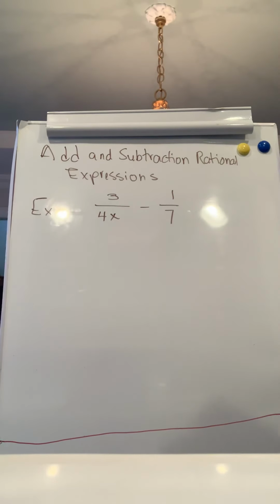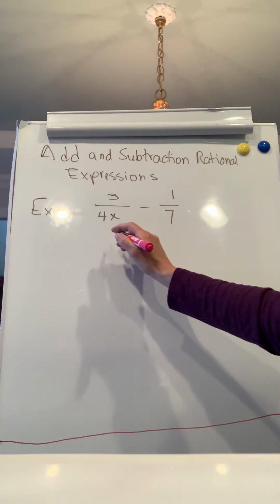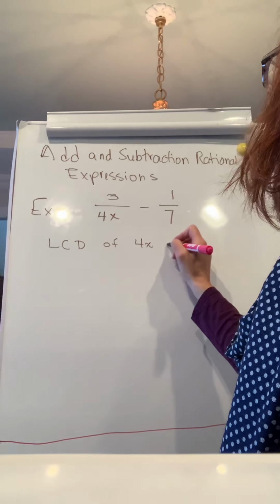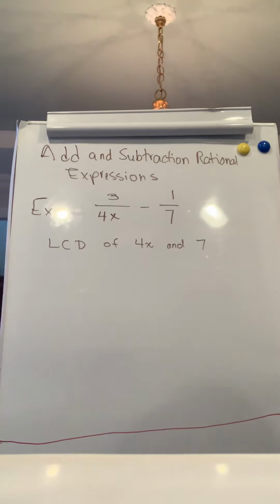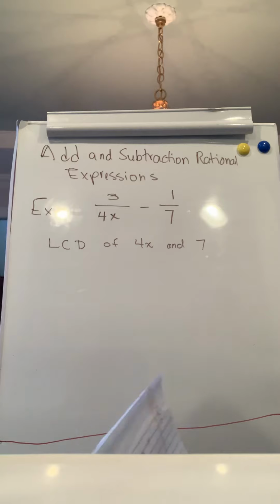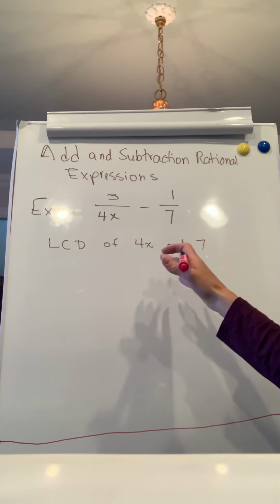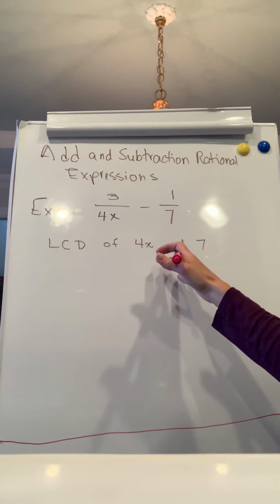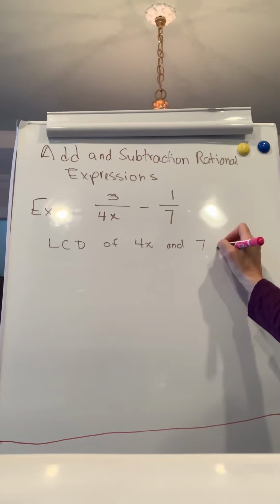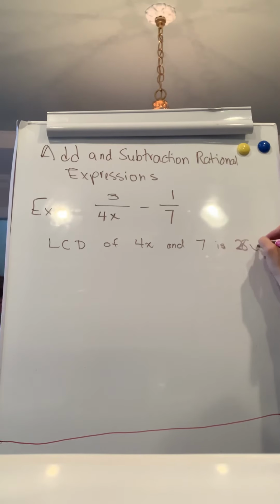I want to subtract 3 over 4x minus 1/7. So in order to do that, I need to put each fraction over a common denominator. If you look at my denominators here, they don't share any factors. Another way to say that is that they're relatively prime to one another. So what does that mean? When they don't share any common factors, their least common denominator, their least common multiple, is just the product of the two. So my least common denominator is going to be 28x.